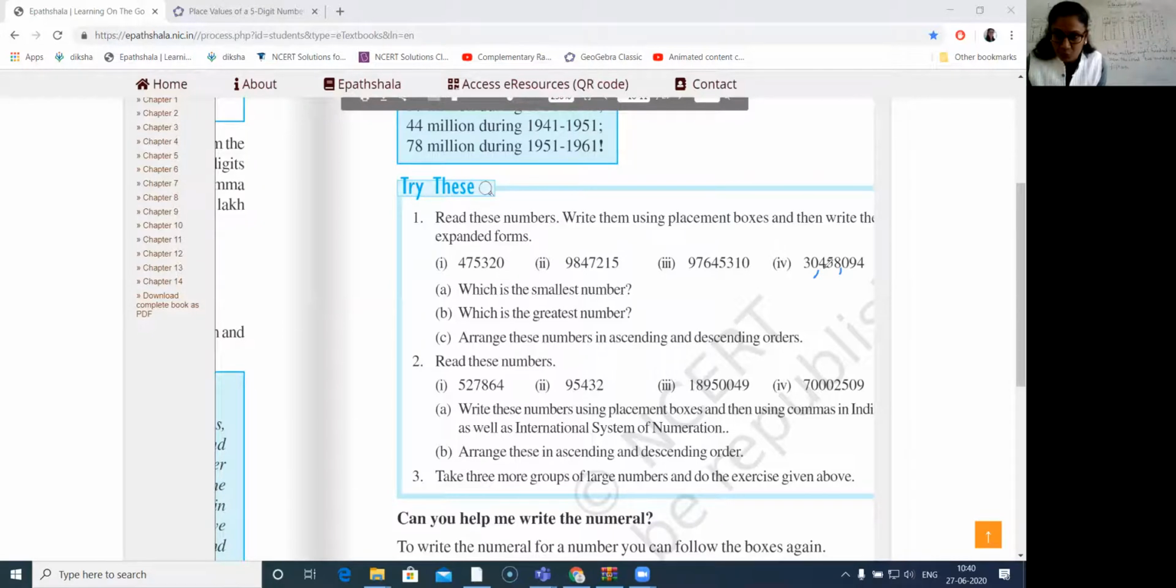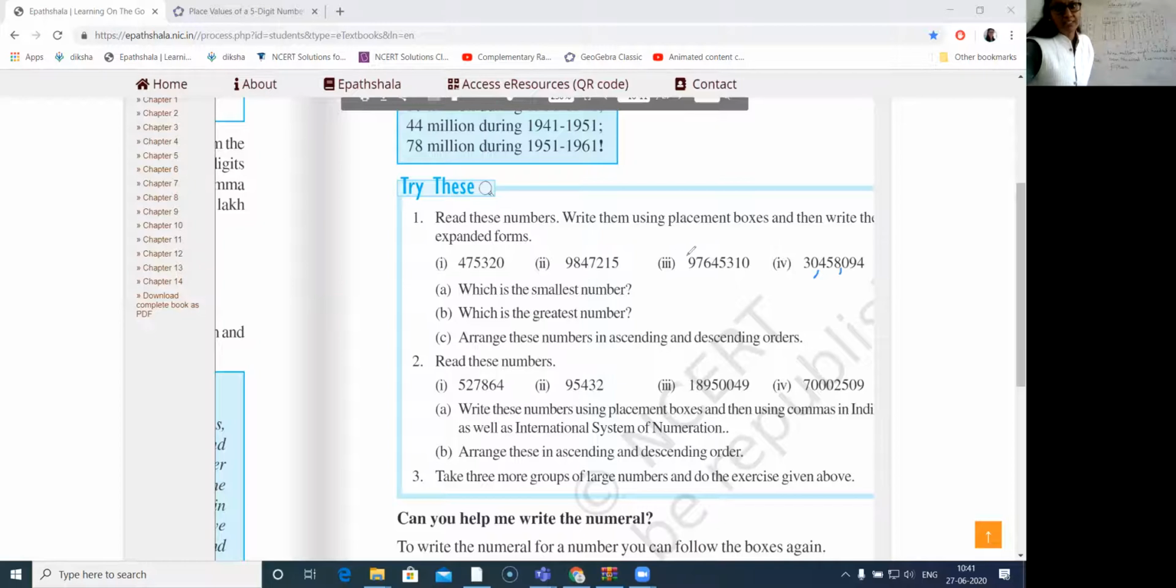458,000. Because 4 is in the 100,000, 5 is sitting in the 10,000 and 8 is sitting in the 1,000. So together all the digits will be written as 458,094. So I shall repeat. It will be 30,458,094. Now the next question here is, which is the greatest number and which is the smallest number?